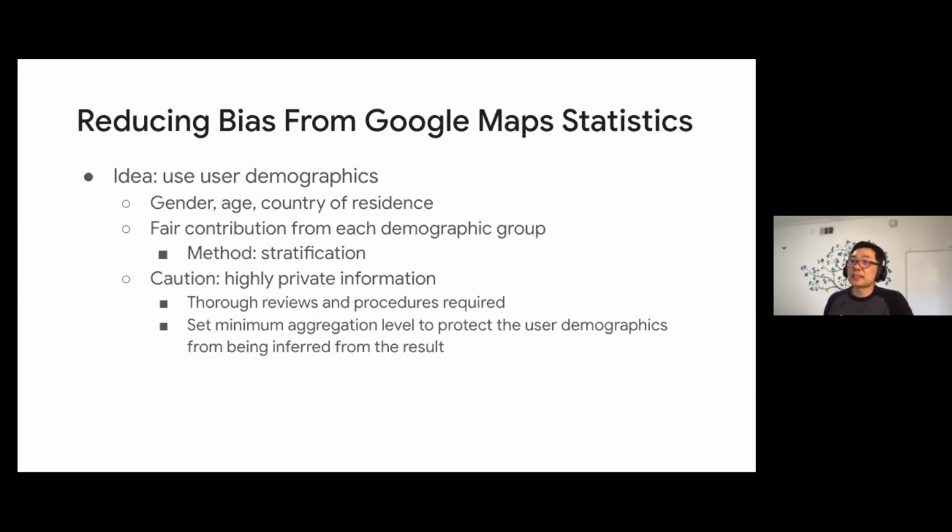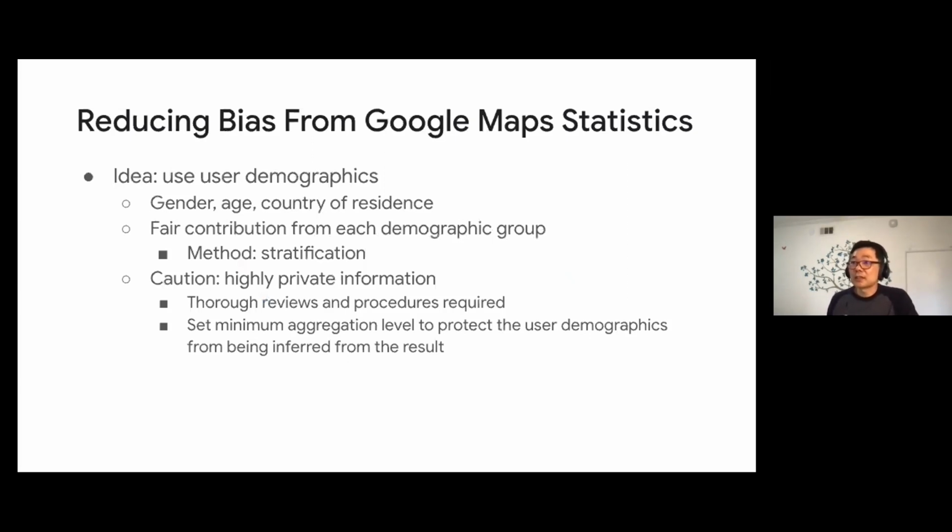So to reduce these biases, our idea is to use user demographics. Some of the contributing users' demographic information is available, for example, gender, age, or country of residence in many of these crowdsourced data sets. Using the demographic information of the uploader, we can balance out contributions from each demographic group using statistical stratification.